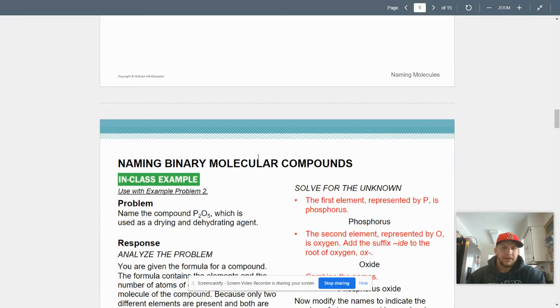Looking at this example right here, we have P2O5. So again, if we are using our rules, we should know that our first element here, this phosphorus, we're just going to name it phosphorus. Okay. And there's two of them, so we're going to have diphosphorus. And then our second one, we use the -ide ending, right? So we have an oxide, and we need to know that we have 5 of them. So we put it all together, diphosphorus pentaoxide.